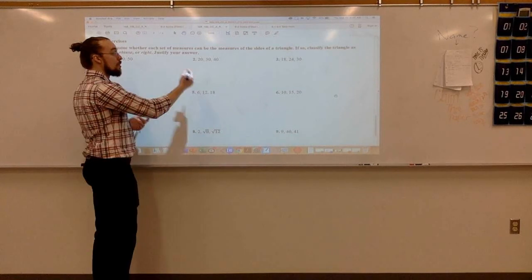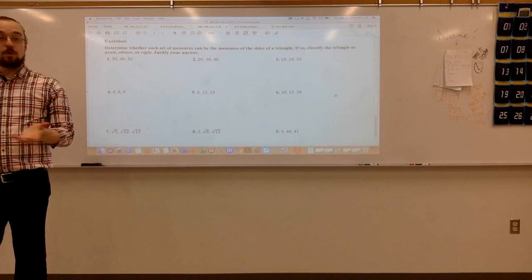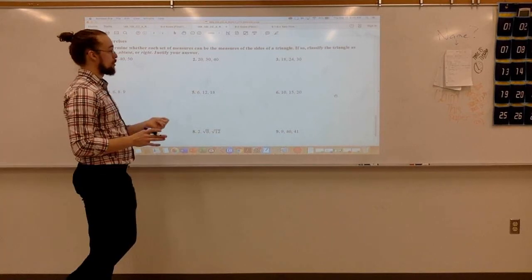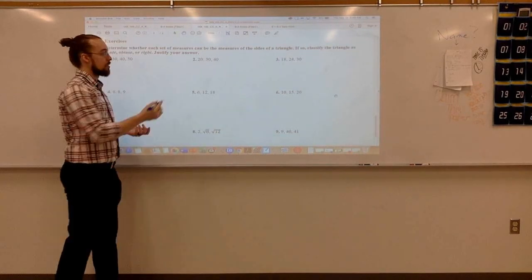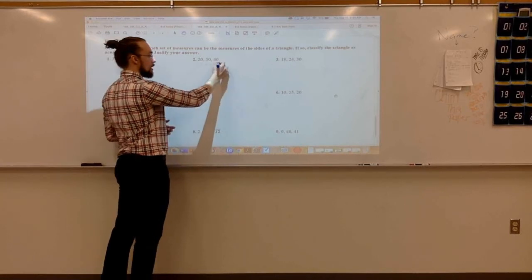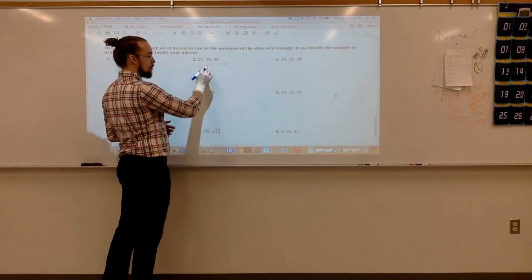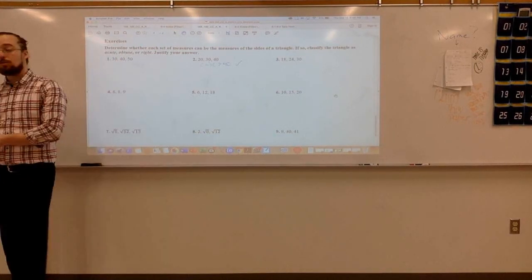So on this one, the first thing that we need to do is check to see whether it's even a triangle or not, before we think about whether that triangle is acute, right, or obtuse. So we want to check, do the 2 smaller sides add up to be greater than the third side? Yes, right? 20 plus 30 is greater than 40, or 50 is greater than 40. So yes, this is a triangle.